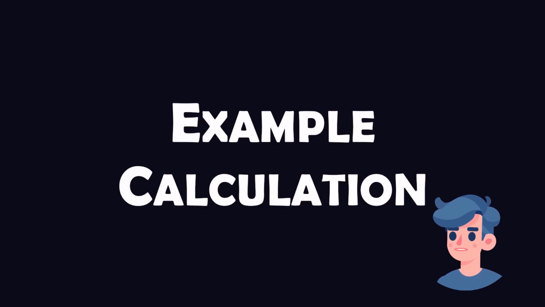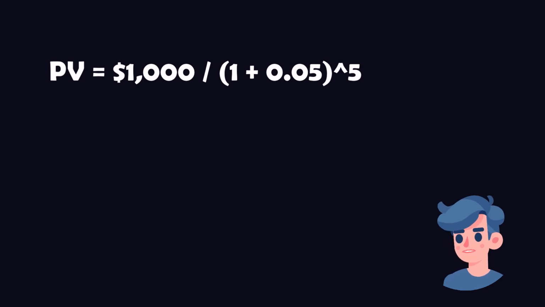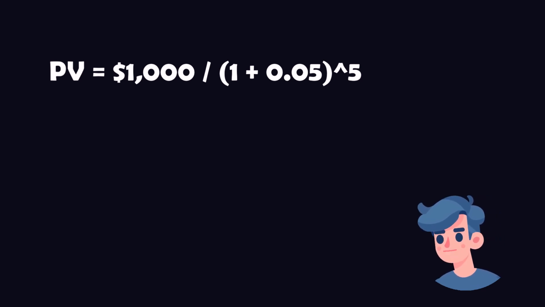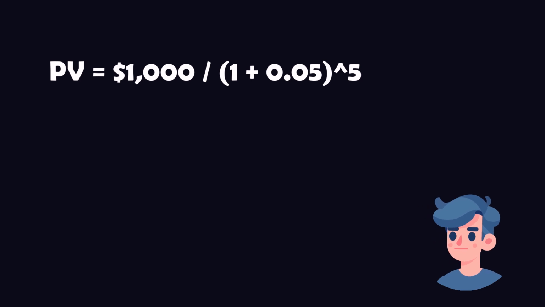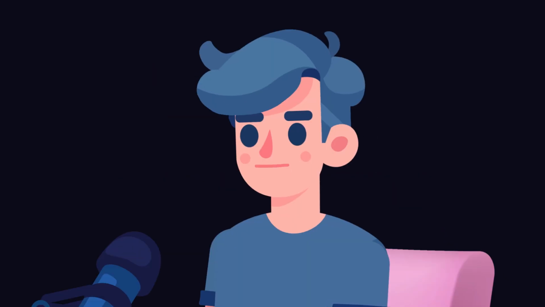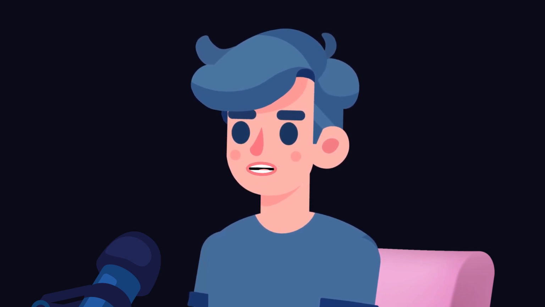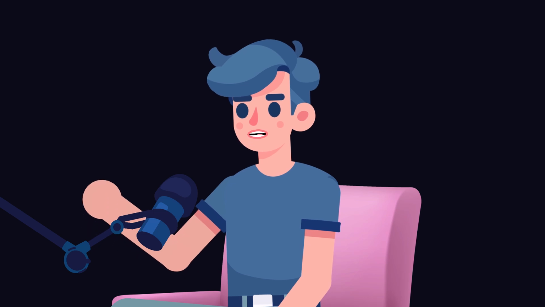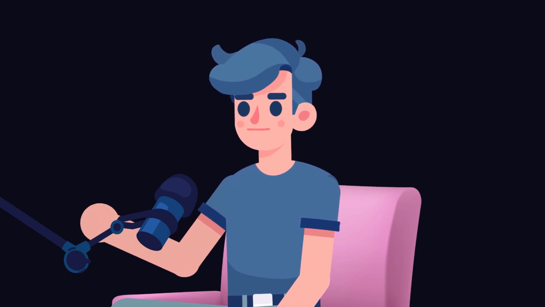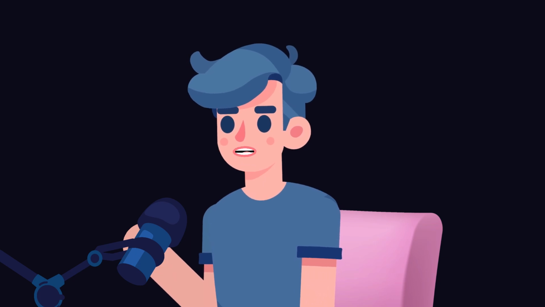Let's take a simple example. Imagine you will receive $1,000 in 5 years, and the interest rate is 5%. To find out what that $1,000 is worth today, you'd calculate PV = $1,000 / (1 + 0.05)^5. After performing the calculation, you will find that the present value is approximately $783.53. This means that $783.53 today, at a 5% interest rate, is equivalent to $1,000 in 5 years.